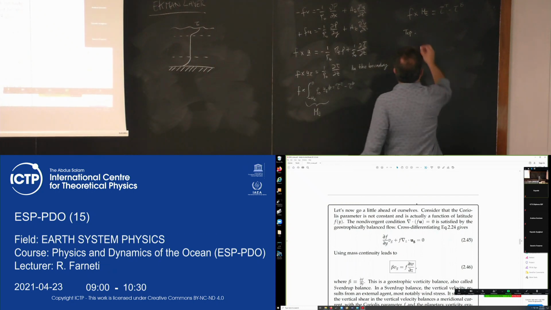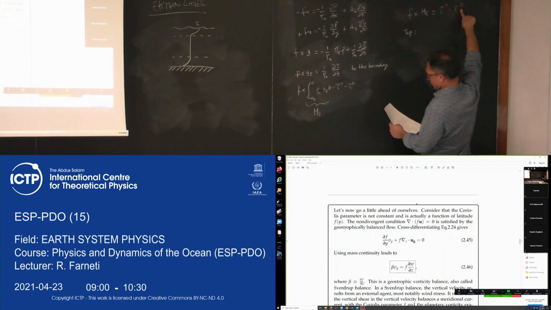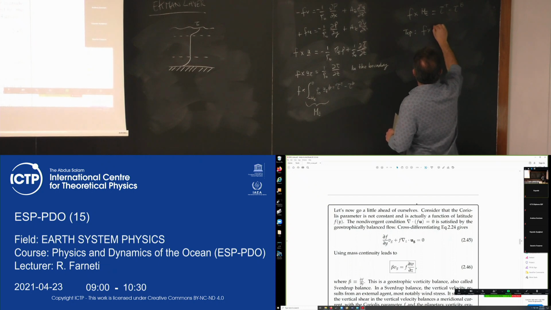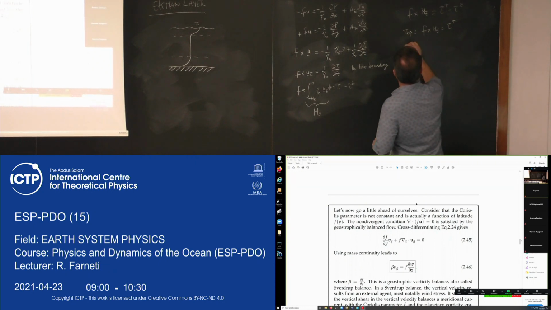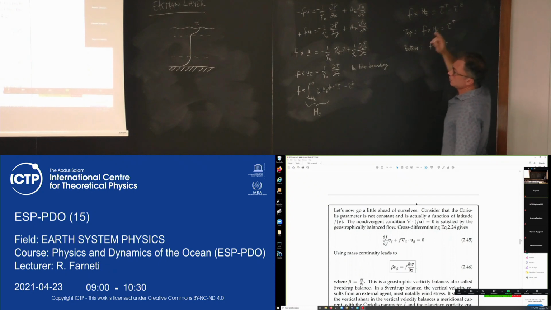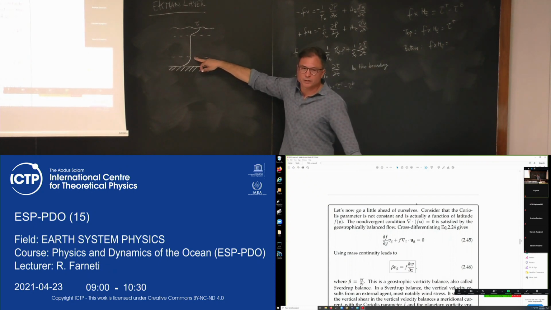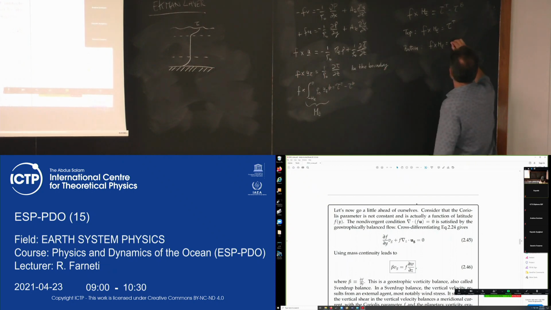So for a top boundary layer, tau at the bottom is equal to 0, so I have only tau top. And for the bottom boundary layer, tau at the top of the boundary layer is equal to 0, and I only have frictional effects at the bottom.